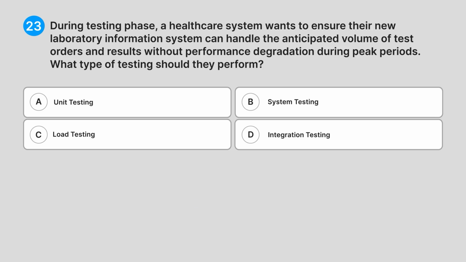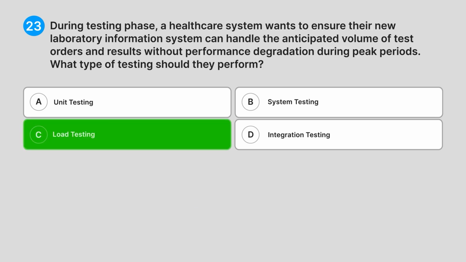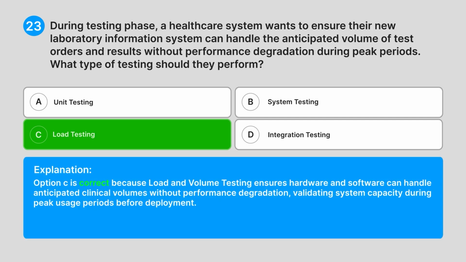Correct answer, C. Load testing. Explanation: option C is correct because load and volume testing ensures hardware and software can handle anticipated clinical volumes without performance degradation, validating system capacity during peak usage periods before deployment.